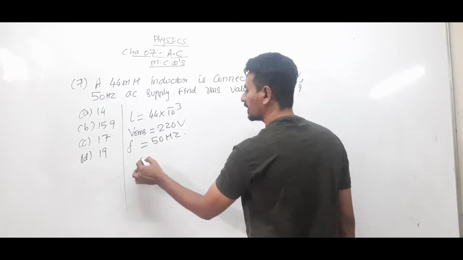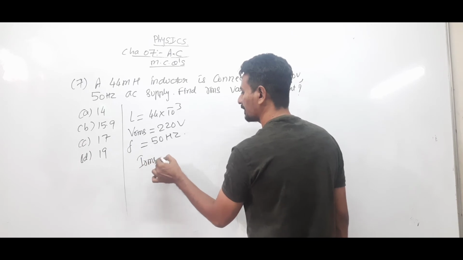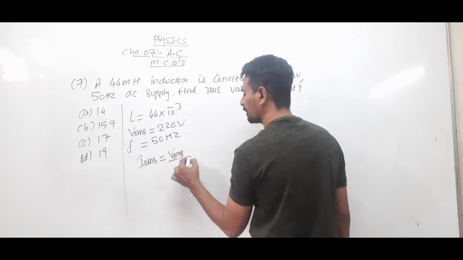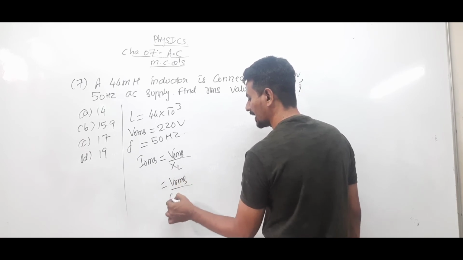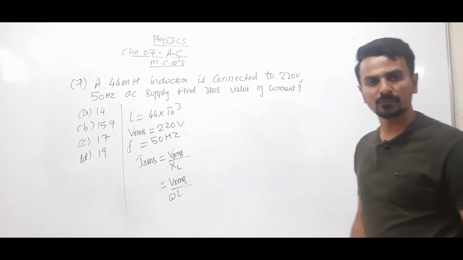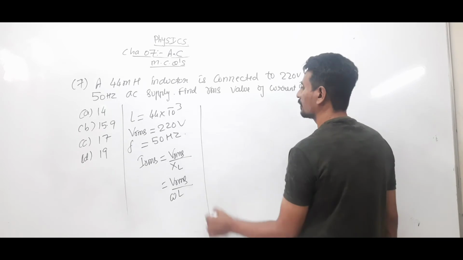Fine. So only the inductor is connected. So IRMS will be equal to VRMS upon XL, that is VRMS upon omega L. Right? What is VRMS? 220.